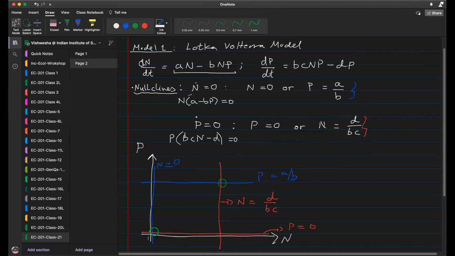Now, if you make some perturbation, because A is positive, right? I have said that all parameters are positive. Then N will begin to grow exponentially, right? The moment N grows, P will now grow because they're consumed. So this has to be unstable. But what about this? That's not very clear. Okay, so let's look at the direction of flow in this area.